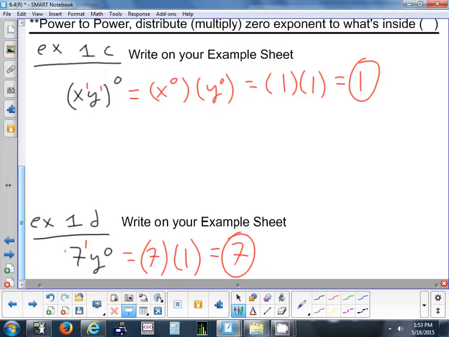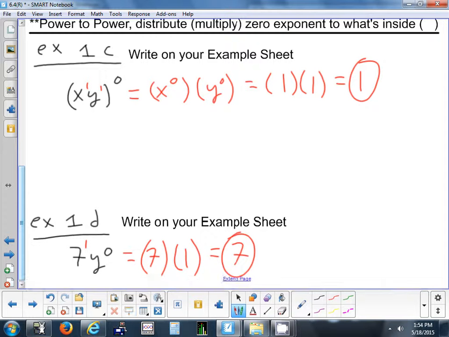Okay, so we didn't put this up because it's difficult. We put it up to show you the difference between 1C and 1D. Big difference in the answer you get. If there's parentheses, apply the 0 power to both. If there's no parentheses, just apply it to whatever it's next to. Okay, guys, any question on example 1? Okay, everyone got 1C and 1D? Good?